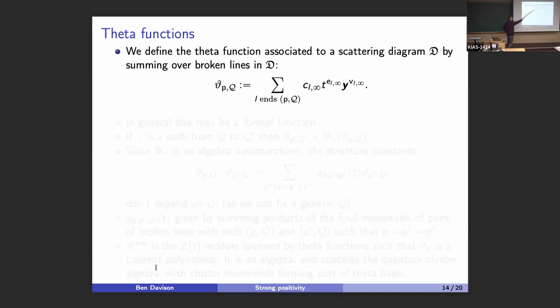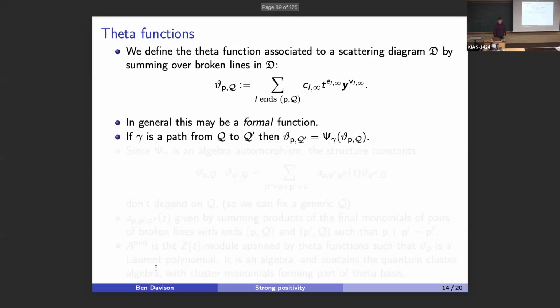I sum over all broken lines that have ends given by asymptotic direction P and endpoint Q, and this entire monomial is the monomial associated to my broken line as it gets to Q. So in general, this may be a formal function. In general, these things transform well. If I change the endpoint that all of these broken lines are hitting, in principle quite complicated things can happen with the combinatorics of these broken lines. But in fact, the theta functions transform well.